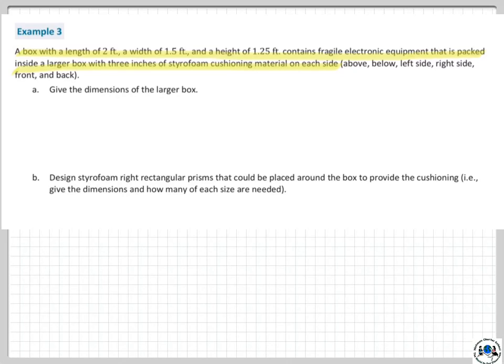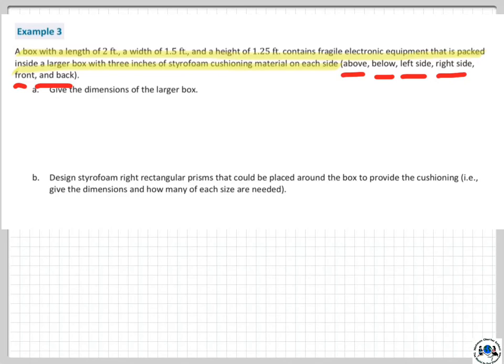And it contains fragile electronic equipment that is packed inside a larger box with 3 inches of styrofoam cushioning material on each side. Okay, and this cushioning material is above, below, left side, right side, front, and back. So you imagine now we've got a box inside of a box which is cushioned with styrofoam cushioning material on all sides. All right, so that's the situation.